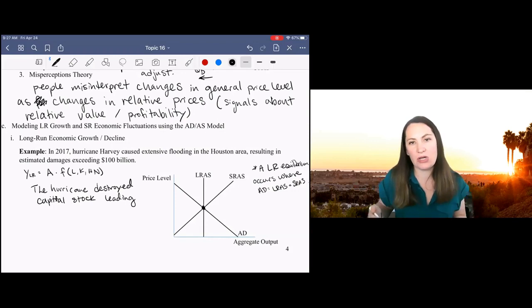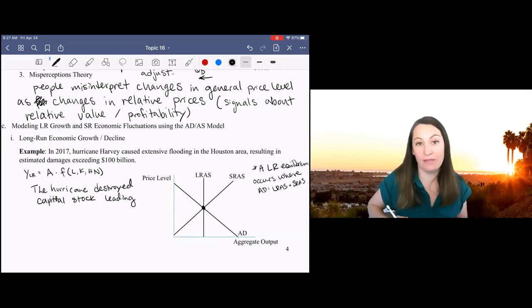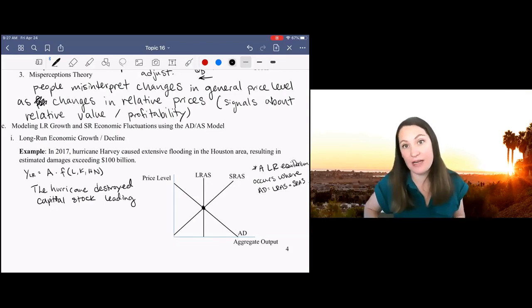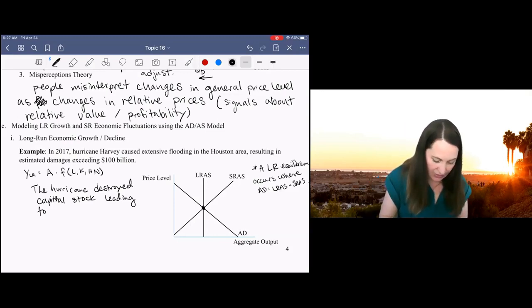Now, when we say long run, we don't necessarily mean that that's going to last for a long time. Is Houston damaged for 100 years? Probably not. They can rebuild. What we mean is that our real productive capacity is declining. So that leads to a decrease in long run aggregate supply.